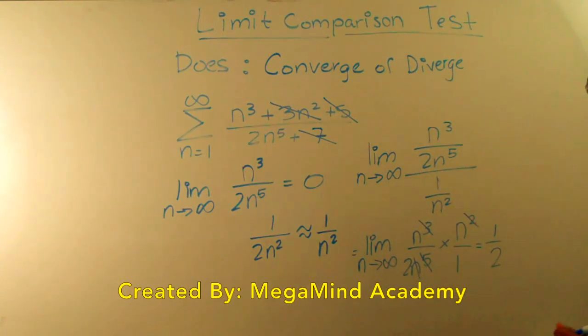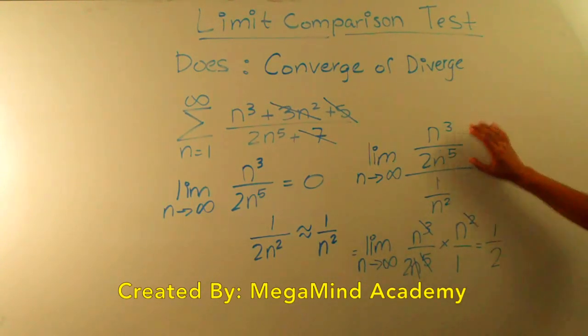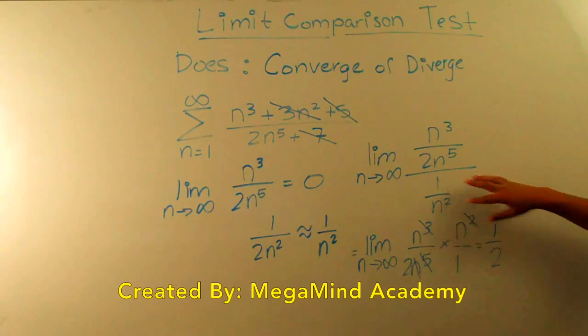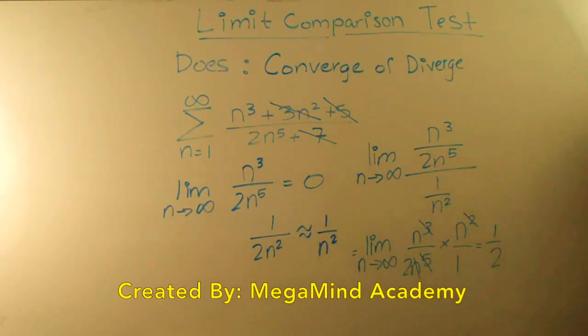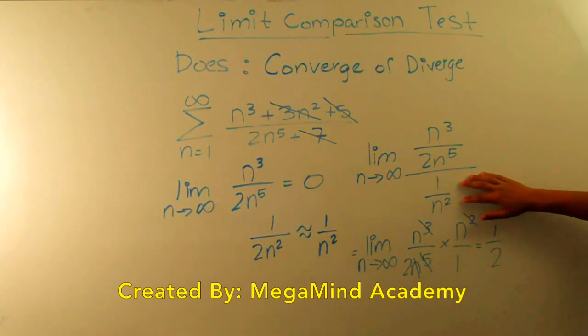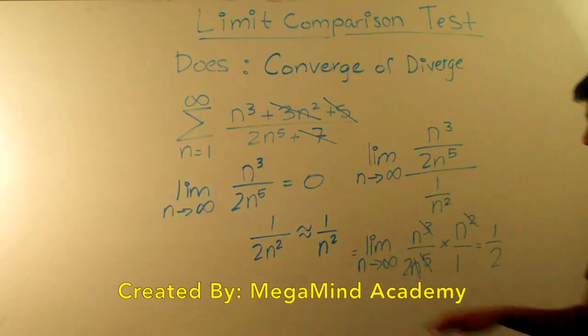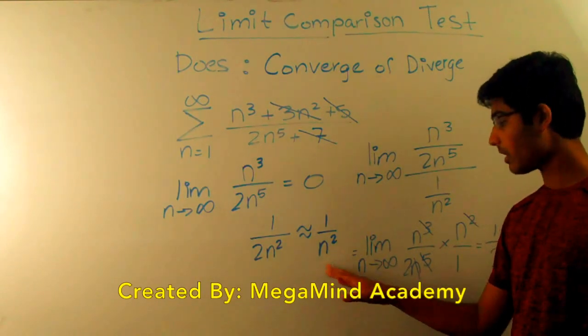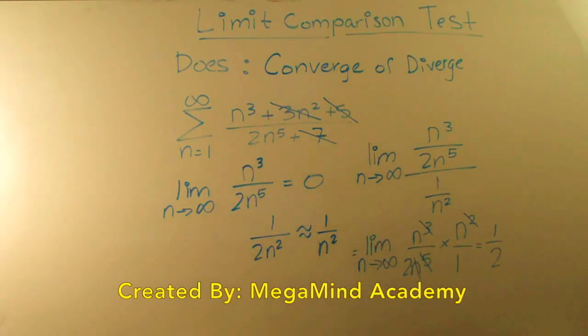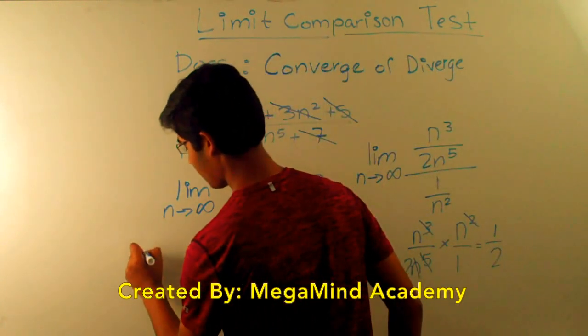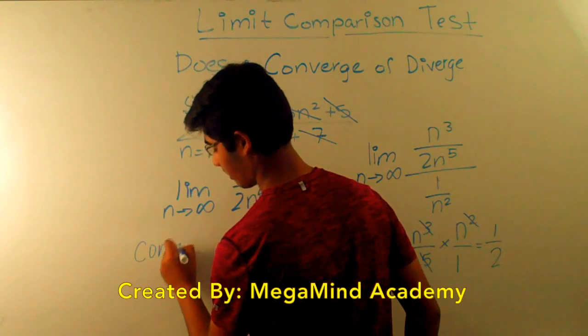So the limit comparison test says that we divide the function that we have by whatever we're comparing it to, and if this limit comes out to be a positive finite value, then that means that both of these are either convergent or divergent. We compare this to 1 over n squared, and we know that 1 over n squared is convergent. So that means that this also has to be convergent. So the answer to this problem is convergent.